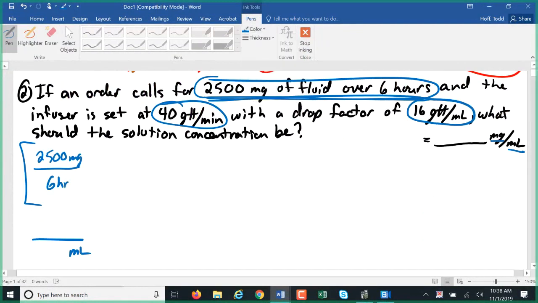I want to leave the milligrams alone. I want milligrams in the numerator of my result because the units have milligrams in the numerator. I need to get rid of hours. I don't have anything else up here that's in hours. The only other time I have is minutes. So let's convert our hours into minutes. 1 hour, 60 minutes.